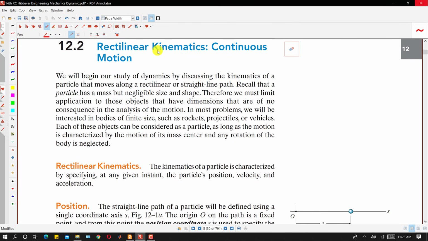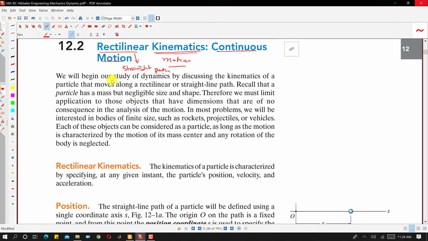So now we will learn what is rectilinear kinematics, right? Kinematics again, so now we will only deal with the motion, right? Kinematics means motion and rectilinear means linear, a straight path. So straight path motion, right? And we can say that it is continuous motion, right?